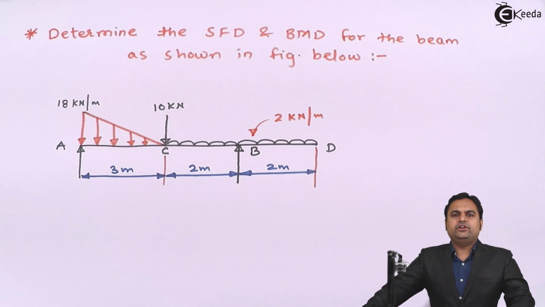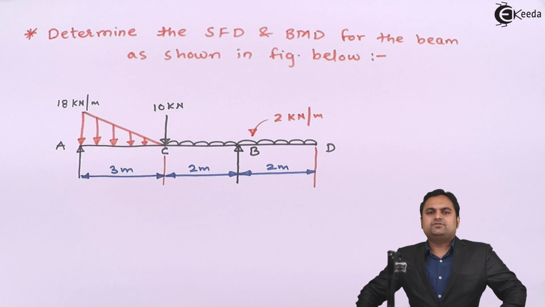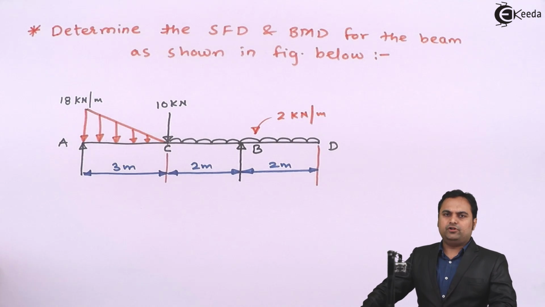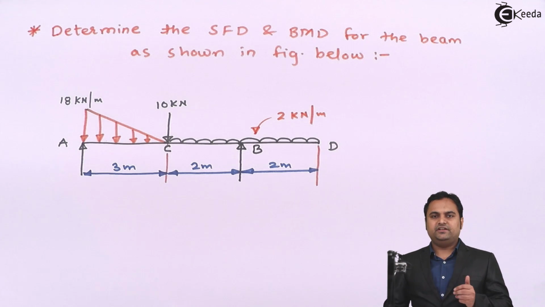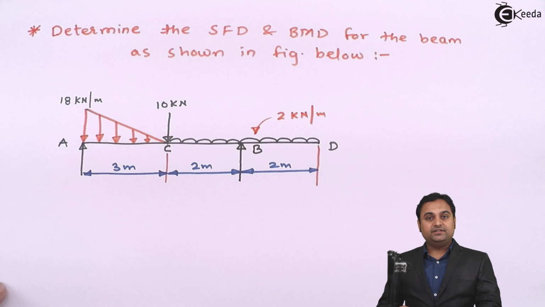Hello friends, here in this video we will see a problem based on shear force and bending moment diagram for a beam which carries all kinds of load, that is there is point load, UDL and even UVL, that is uniformly varying load. So let us see this question.